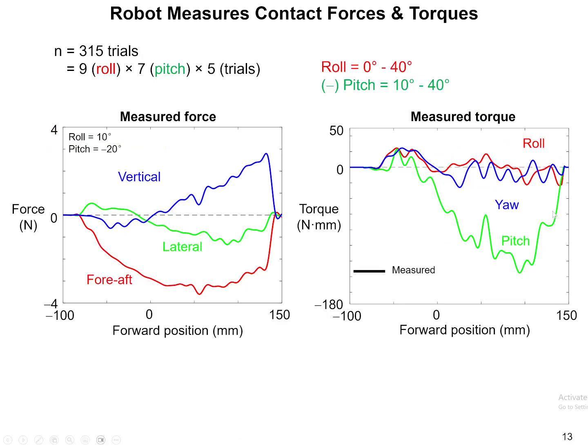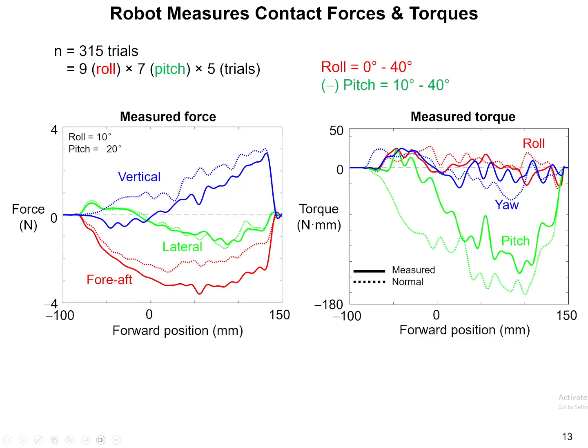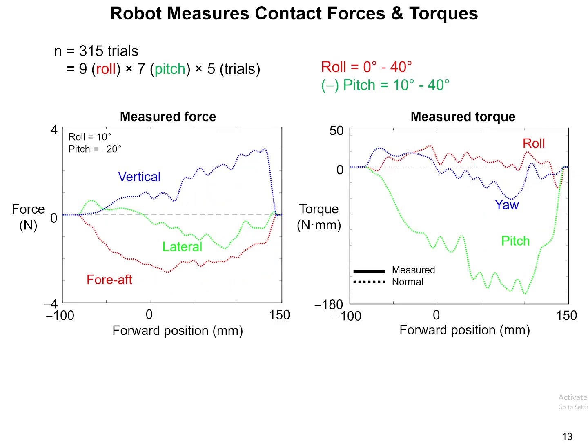Here, these color-coded solid curves are the measured force in fore-aft, lateral, and vertical directions, and torques in the roll, pitch, and yaw directions from a representative trial. From them, we can calculate the normal forces and torques as the dotted curves. Let's only keep these normal ones as they are the conservative part.